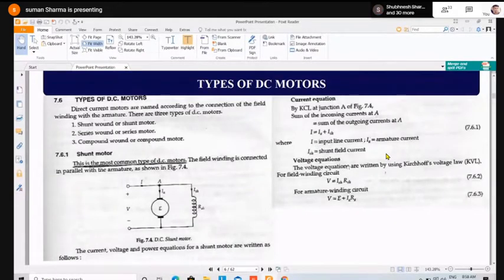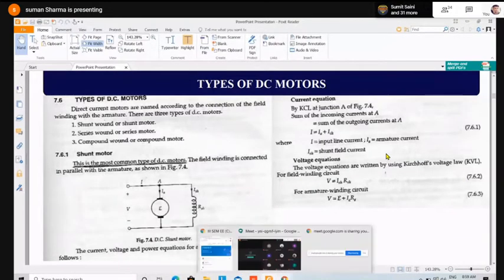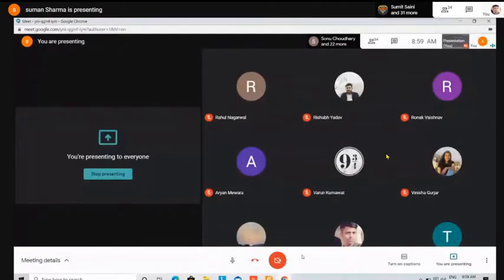Then what are the voltage equations? Voltage equations are obtained by applying KVL in this circuit. And this is in parallel with this, therefore it is having voltage V. So V is equal to ISH RSH, and in armature winding circuit we can write V is equal to E plus IA RA. Is it clear?